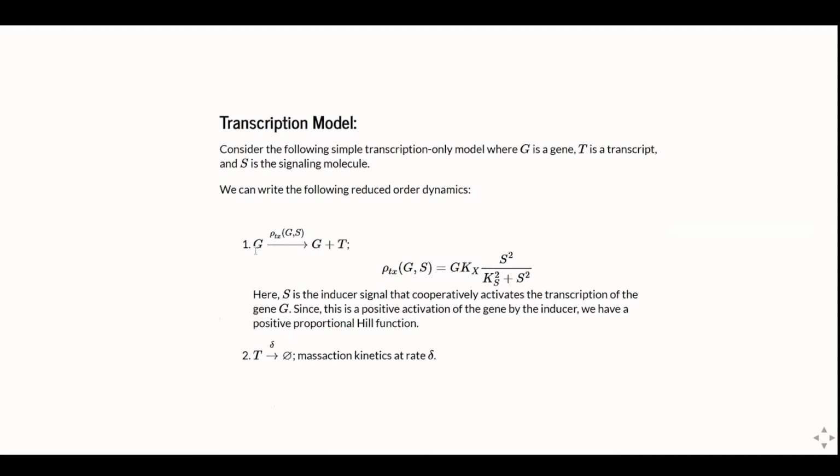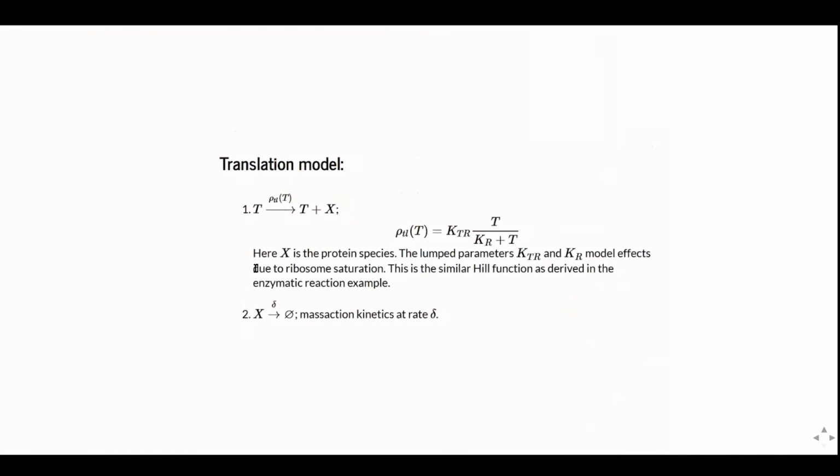For the transcription model, I'm simply taking one-step transcription where the gene G transcribes with some rate that is dependent on the inducer signal S to produce the transcript T. The second reaction is just the degradation of the transcript T. The translation model is also a one-step model where the transcript T gets converted to the protein X, and then the protein X degrades at a rate of delta.